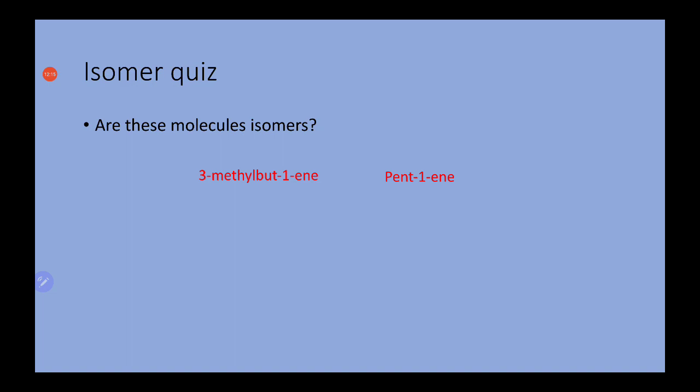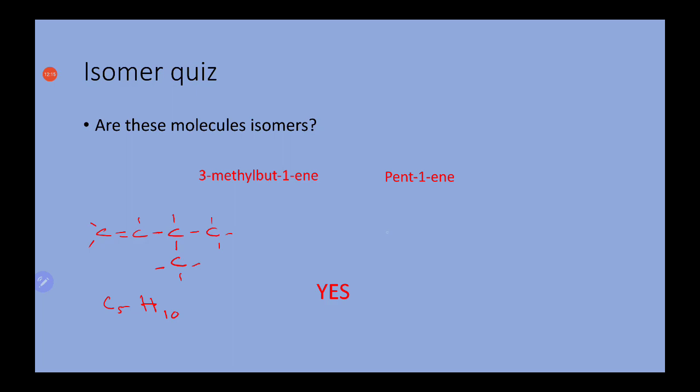Are these isomers? Yes, they are. Let's draw them out. We need to draw these ones out. I would always recommend it. So but-1-ene, we've got 4 carbons with a double bond on the first, because it's but-1-ene. 3-methyl, we've got a methyl branch on carbon 3. Let's put in our hydrogens. Okay. That means we've got 1, 2, 3, 4, 5, or C5. H, 1, 2, 3, 4, 5, 6, 7, 8, 9, 10. As we would expect for an alkene.